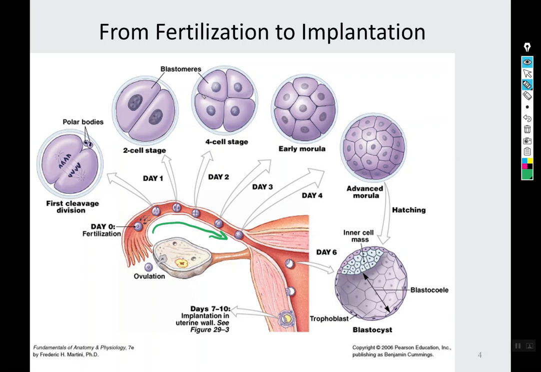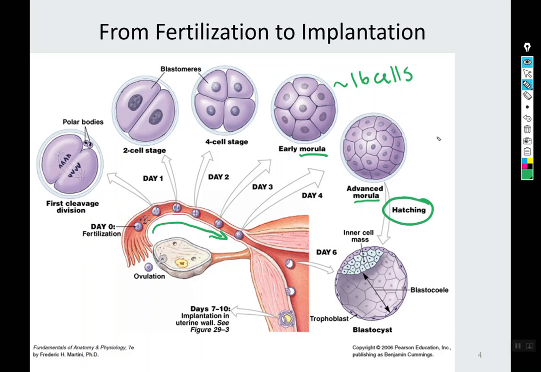And then starting at about 16 cells, we call it a morula, which is one of my favorite biology words, morula. It sounds like a vampire name, or I don't know, maybe that's just me. I'm a dork. So an advanced morula is a ball of cells, and that actually undergoes something called hatching, where the zona pellucida goes away. So although we are placental mammals, we still technically hatch, which is fun. Isn't that fun? I think so.